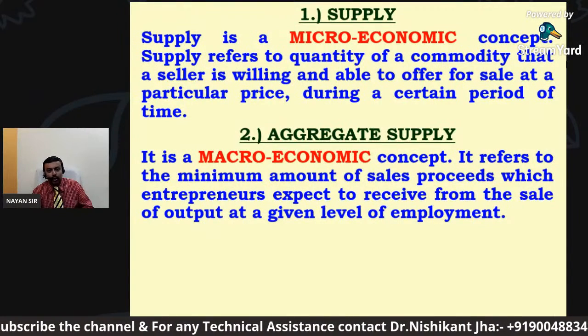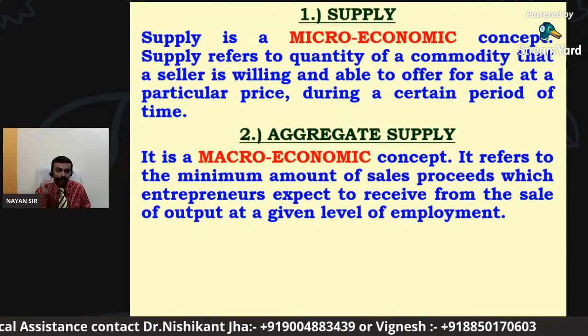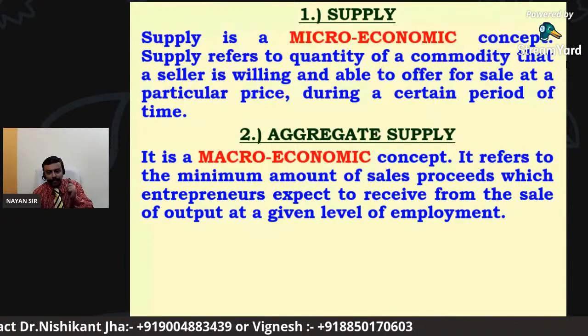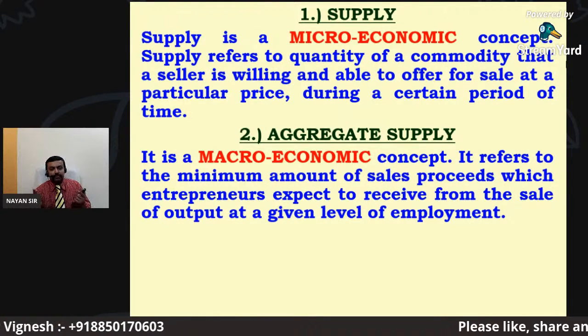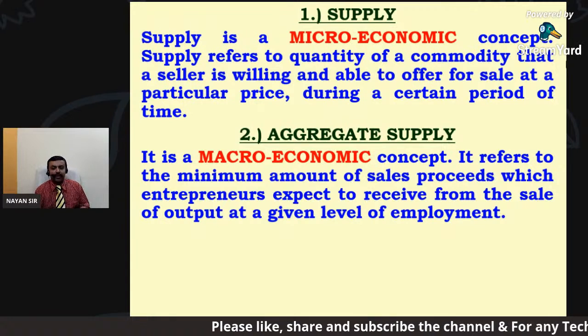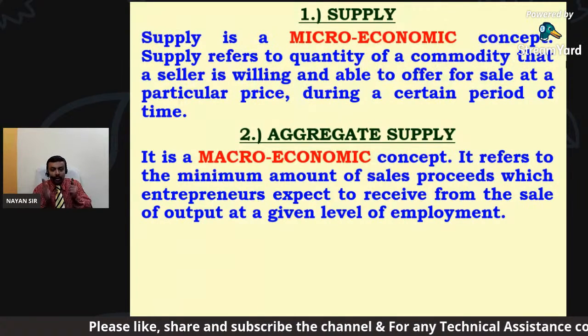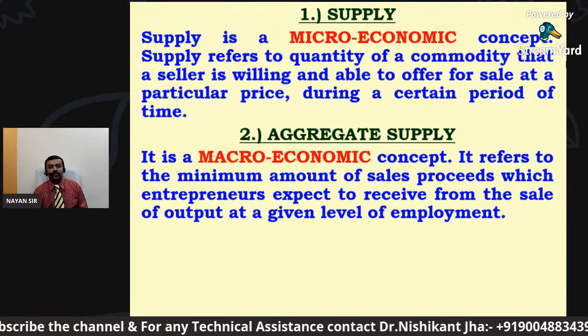Supply refers to the quantity of a commodity that a seller is willing and able to offer for sale at a particular price during a certain period of time. Aggregate supply is a macroeconomic concept. It refers to the minimum amount of sale proceeds which an entrepreneur expects to receive from the sale of output at a given level of employment.